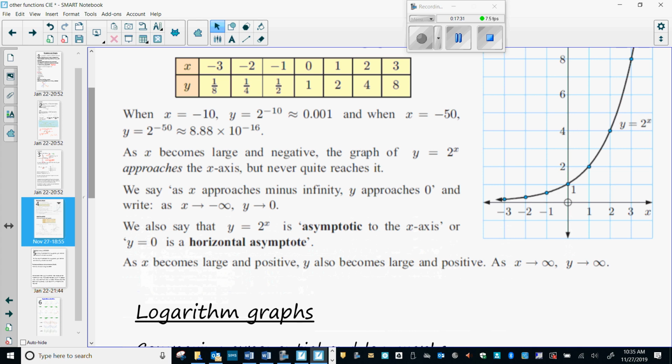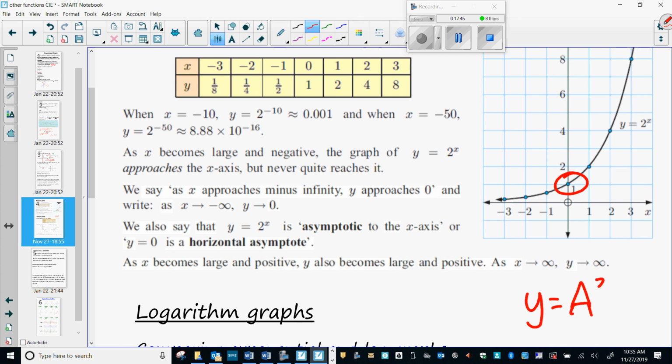There is a feature about exponential graphs in that they always go through this point here. So if they are just a straightforward y equals some value, I'm going to be consistent and use a to the power of x, they will always go through this coordinate here. Can anyone tell me why they would always go through that point, 0, 1?